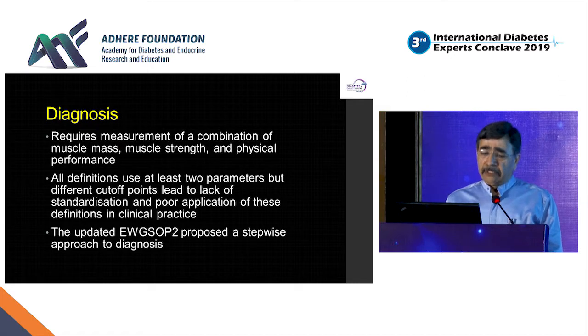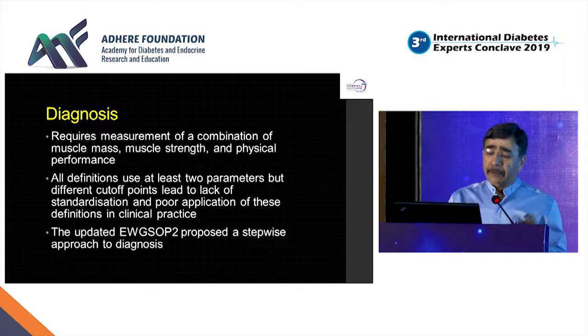Now, diagnosis of sarcopenia requires a measurement of a combination of muscle mass, muscle strength, and physical performance. It is not just loss of muscle mass which is important. And all definitions use at least two parameters, but there are different cutoffs and there is lack of standardization, so it is very difficult to apply these to clinical practice.